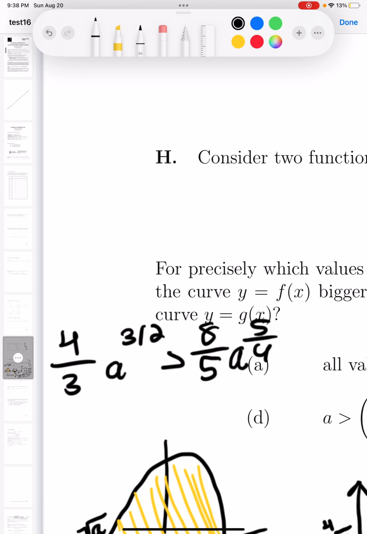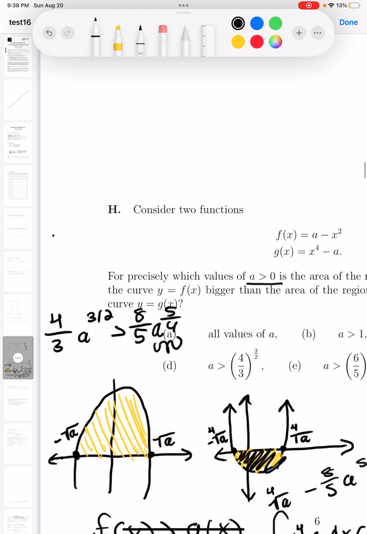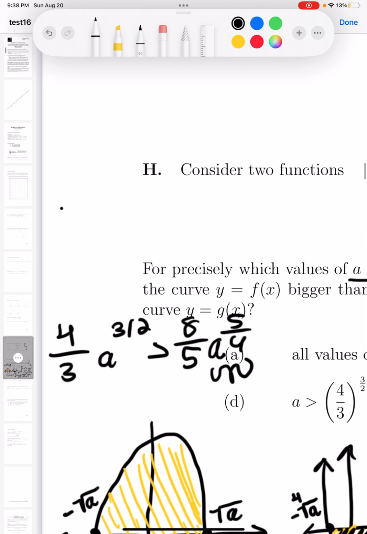And now we know that a to the 5 over 4 is obviously a positive quantity because a is greater than 0. So we can divide by this. We can basically multiply by 15 over 3 to get 20 a to the 3 over 2 is greater than 24 a to the 5 over 4. So let's think about this. We can divide by a to the 5 over 4 on both sides.